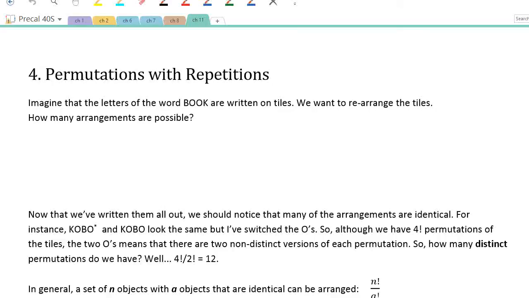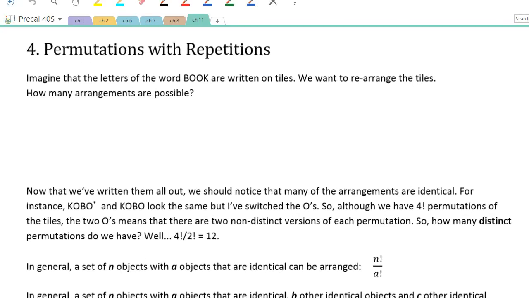Right, this is Chapter 11, Lesson 1, Part B. So we're going to be covering permutations with repetitions, and then later on permutations with constraints. So first of all, what do we mean by permutations with repetitions?